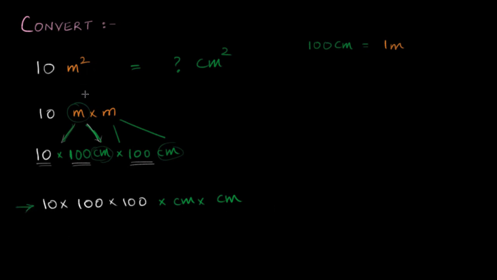So your 10 meters squared, 10 times meter into meter, keeping all of these units brings you to a case where now you have some number into centimeter. And that's what you want. You want the answer in centimeters squared. So this is 1, 0, 0, 0, 1, 2, 3, 4, 5 zeros, centimeters squared. And how much is that? That's 1 lakh centimeters squared. So 10 meters squared is 1 lakh centimeters squared.